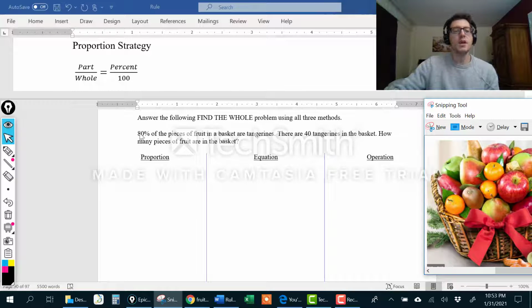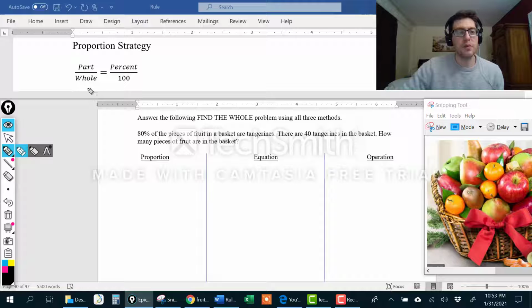If it said 0% of the fruit was tangerines, then that would mean that there are no tangerines in the basket. So we're told that 80% of the fruit in the basket are tangerines. So most of the fruit in the basket are tangerines, but not all of it. And we know that there are 40 tangerines in the basket, so we need to figure out how many pieces of fruit there are all together in the basket. What's the total number of fruit in the basket? Or as we're going to call it here, the whole. That's what we're looking for. Okay, so how many pieces of fruit are in the basket?